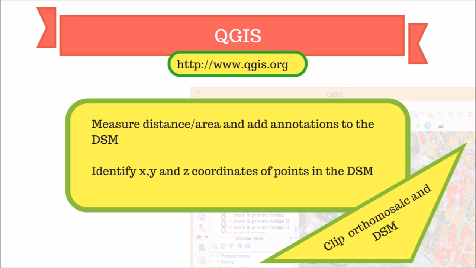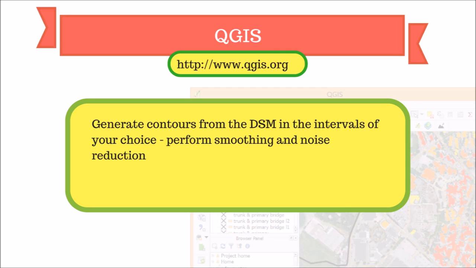Clipping is similar to cropping, where you can take out a section of interest from your orthomosaic or DSM while keeping the metadata intact. Also, you can generate contours from the DSM in the intervals of your choice and perform smoothing and noise reduction operations on it.